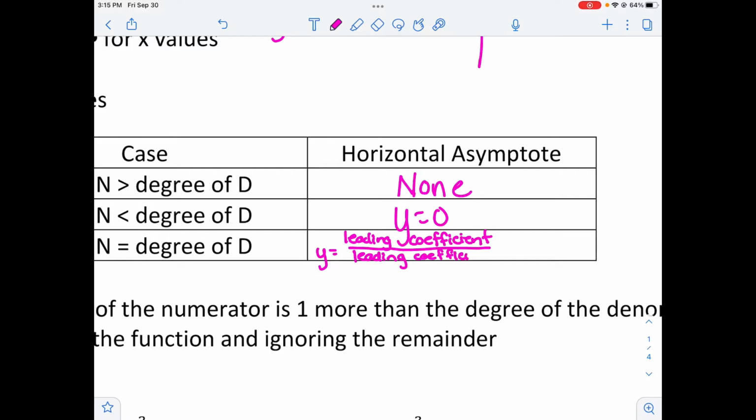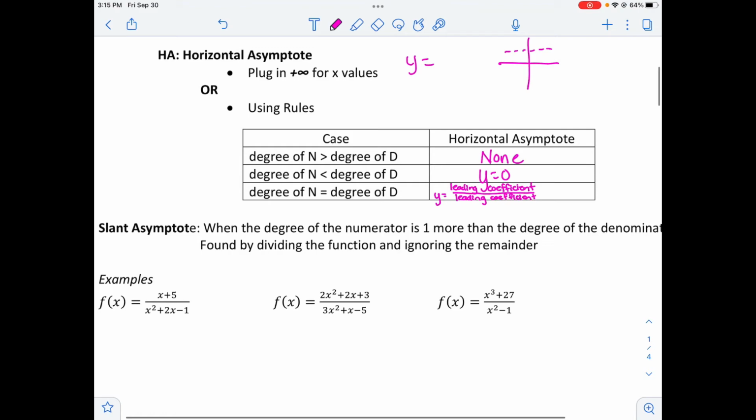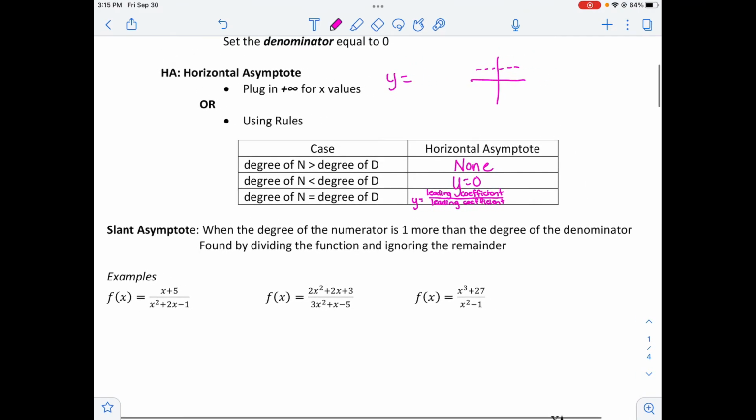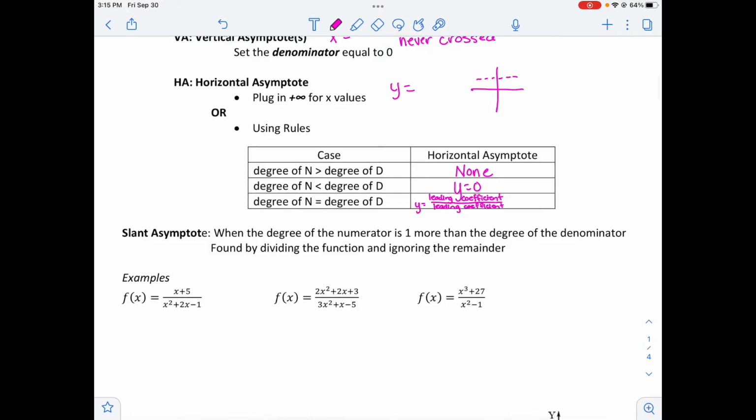And then that will give us our equation of where y would be. Okay. Now, when we have no horizontal asymptote, when we had the first case here, we then need to look to see if we could have a possible slant asymptote. So if we're in this situation, we need to look to see if this rule would apply.